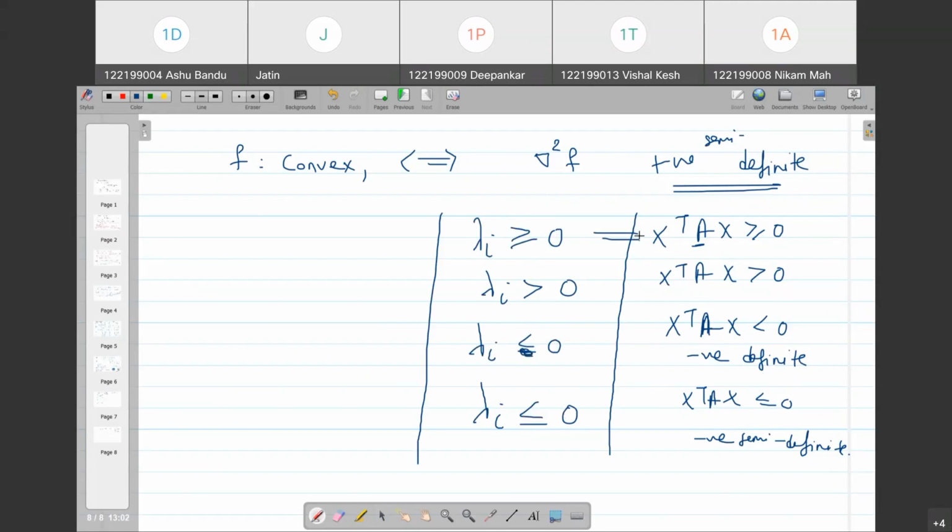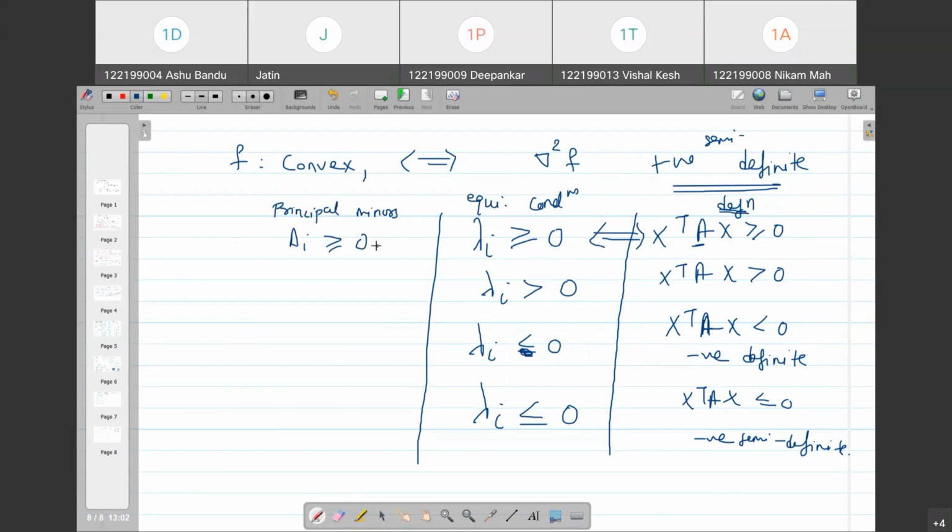To say something is positive definite, this is a definition, and these are the equivalent conditions. Sometimes it's not easy to check using the definition, so we take the help of eigenvalues. You can also take the help of principal minors. When all the principal minors are greater than or equal to 0, then you call this a positive semi-definite matrix.